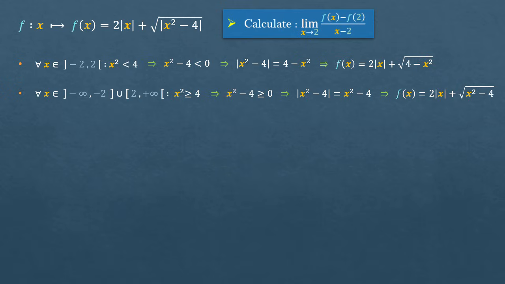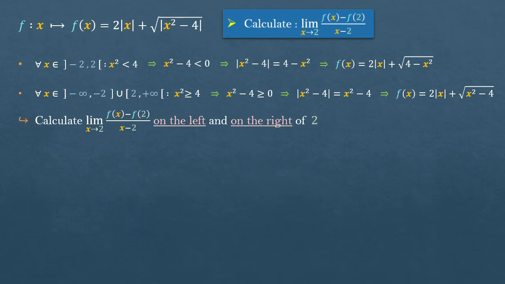So we notice that in each of these two cases, the expression of our function f in terms of the variable x is different from its expression in the other case. Therefore, we will be calculating the limit of the ratio (f(x) minus f(2)) all over (x minus 2) when x heads to the number 2 on the left and on the right of the number 2, each case individually.